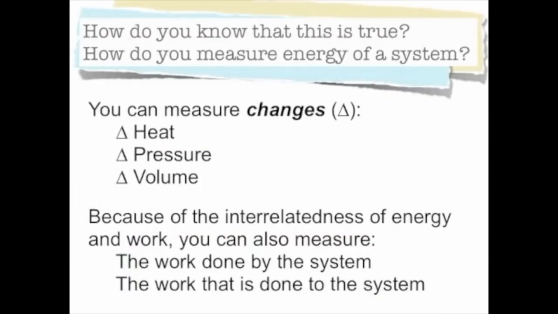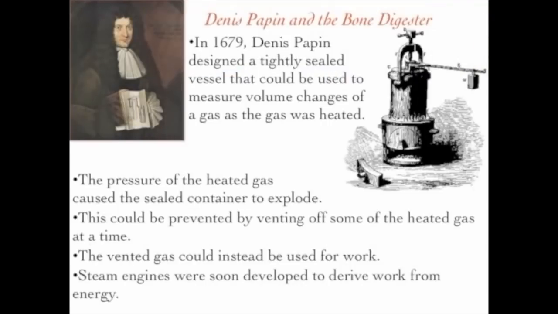So, how do people figure out that this is actually true? How does one measure the energy of a system? It's really hard to accurately measure heat, pressure, and volume, but you can measure changes. And so, you can measure the change in heat, pressure, and volume. And because of the interrelatedness of energy and work, you can also measure the work done by the system and the work that's done to the system. And so when people were trying to figure out these laws of thermodynamics, they looked for changes in heat or pressure or volume. One of the first people to look at thermodynamics was a man named Denis Papin.